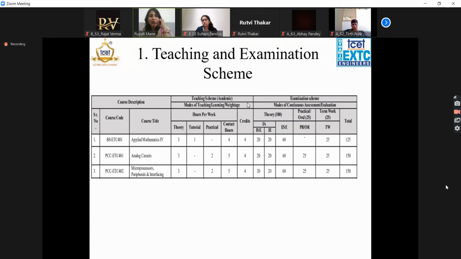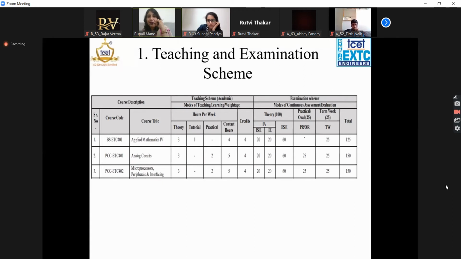So now you can see here, this is your scheme. Okay, you can see here microprocessor, peripherals, and interfacing. This subject has 3 hours of theory. Then there will be 2 hours of practical. Then it has 4 credits. Apart from that, it has 100 marks.